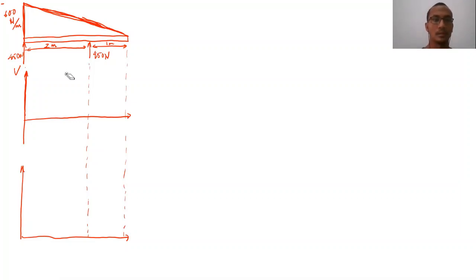And as usual, because I told you before, there will be discontinuity there because of this particular 450 Newton. That's why we have to divide the equation into two. This is the second cut, and this will be the first cut.